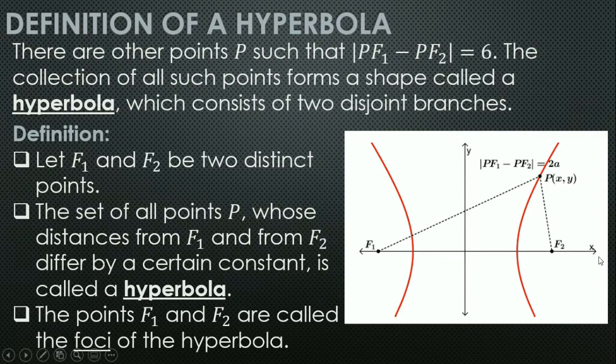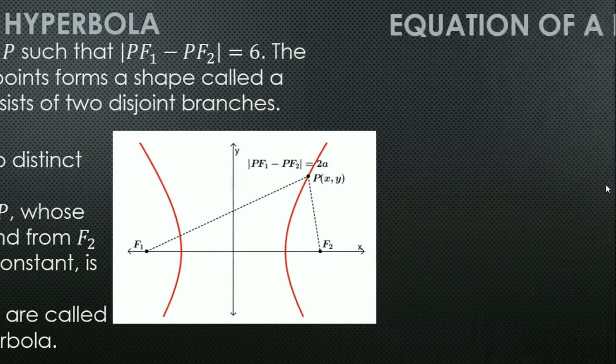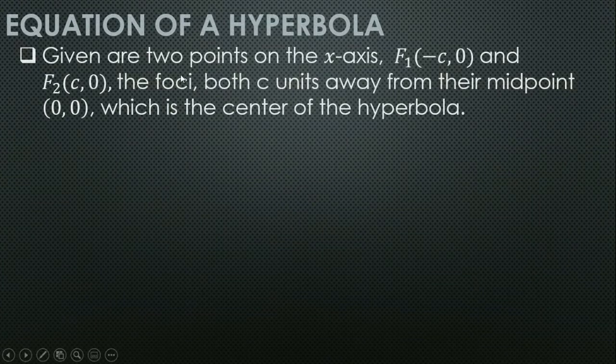So ang tawag dito ay foci. And we take note of this formula. Pf sub 1 minus Pf sub 2 is always equivalent to 2a. Given our 2 points on the x-axis, f sub 1 with coordinates negative c, 0 and f sub 2 with coordinates c and 0, these are the foci. Both c units away from their midpoint, which is the center at the origin.